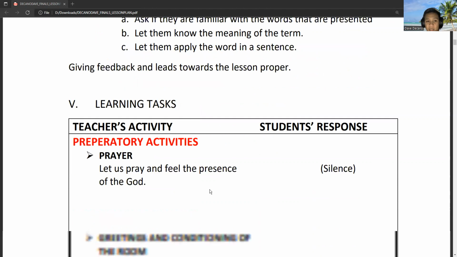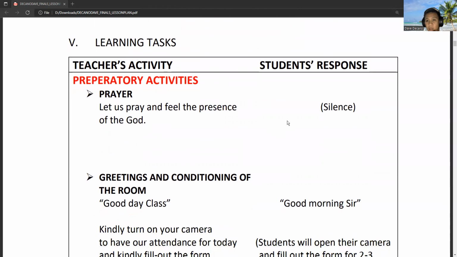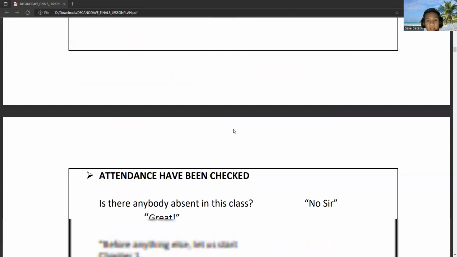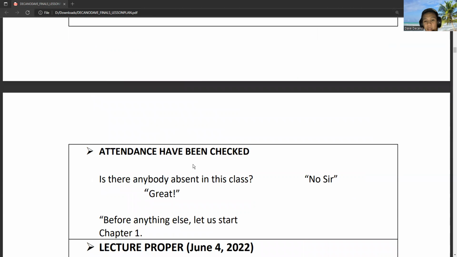So in the learning task, here in my lesson plan, there's a somewhat typical teacher and student response, with preparatory activities such as prayer, greetings, and conditioning of the classroom, and then the attendance to be checked.